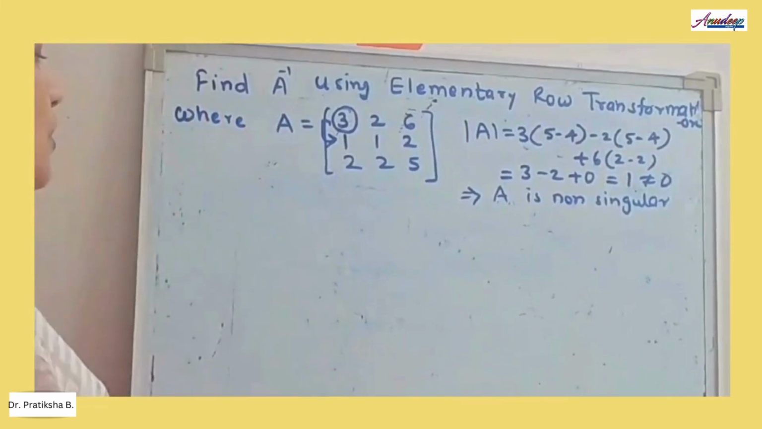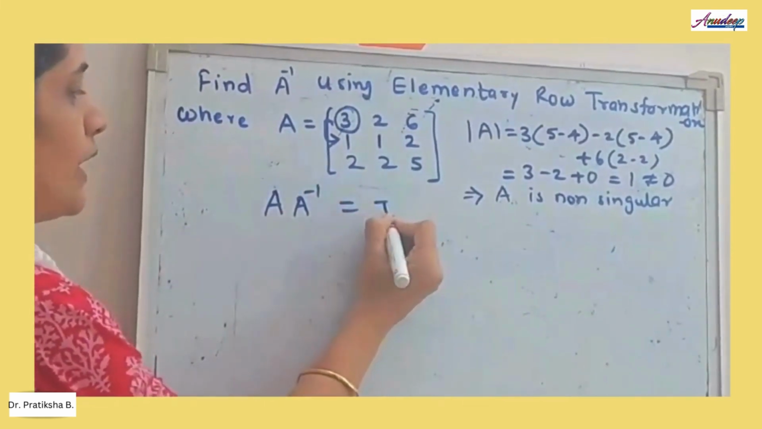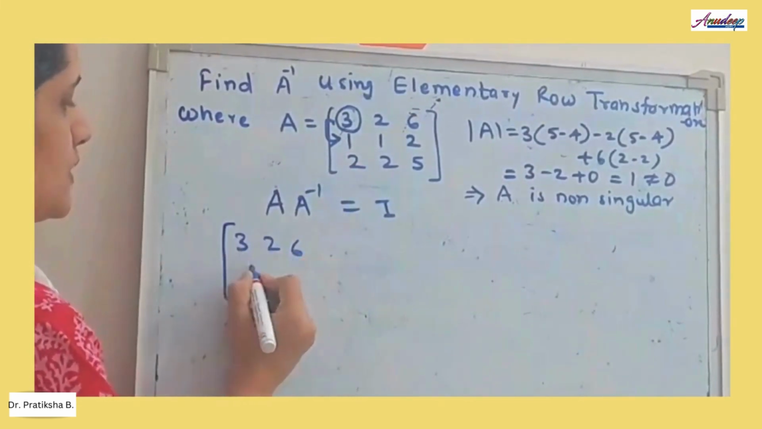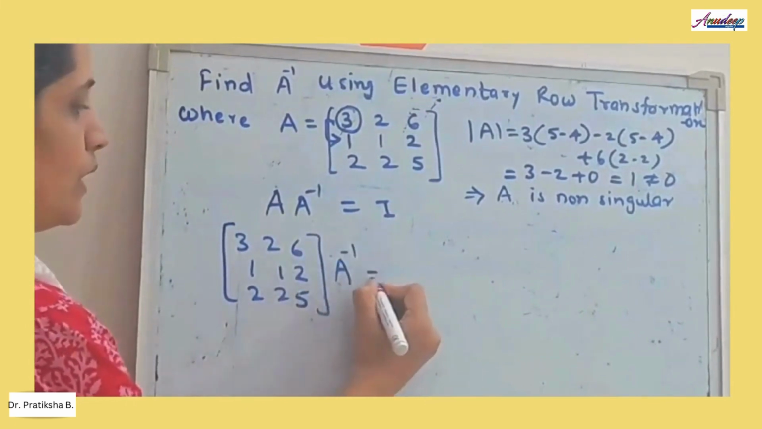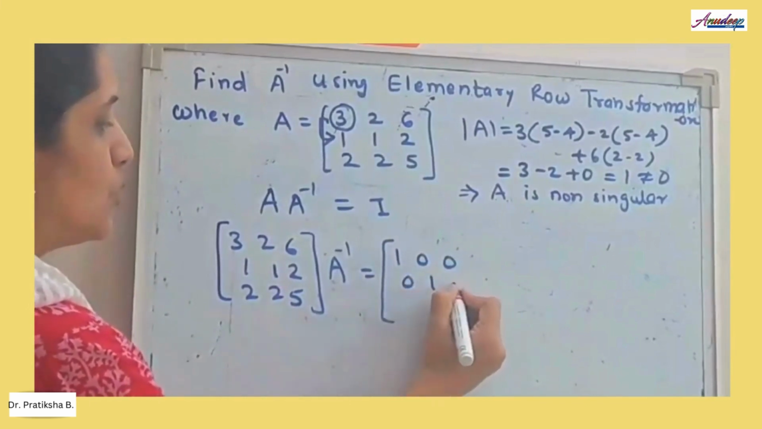Finding out the inverse of A using the row transformation, we can use the formula A into A inverse is equal to I. Let us substitute the values. We know the value of A, so that is equal to [3, 2, 6; 1, 1, 2; 2, 2, 5]. The inverse we have to evaluate. And I is the identity matrix of order 3 by 3, which is [1, 0, 0; 0, 1, 0; 0, 0, 1].